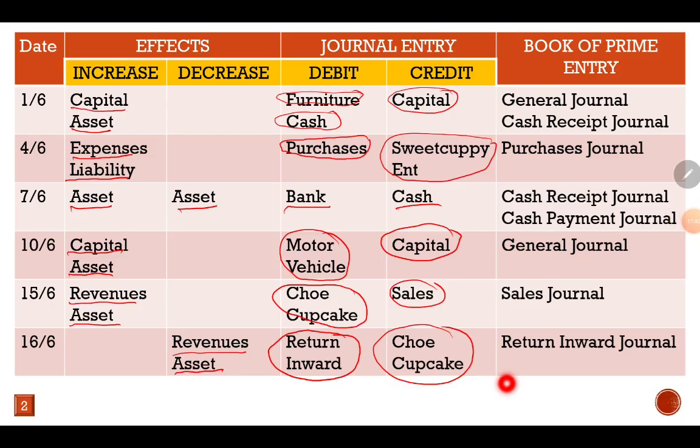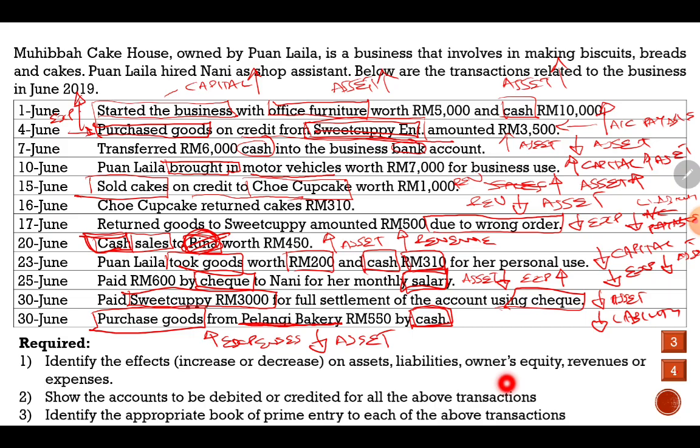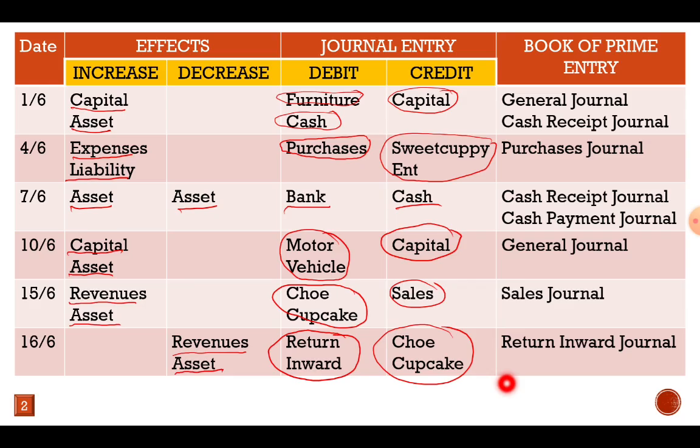On 1st of June, transaction is capital and asset. Okay? Capital and asset. Dia ada dua sebenarnya. Dia ada started business with office furniture and started business with cash. Bila started business with office furniture, yang ni dia masuk dalam general ledger. Sebab dia capital. Started business with asset other than cash, yang tu masuk dalam general journal. Started business with cash. Dia akan masuk dalam cash receipt journal.